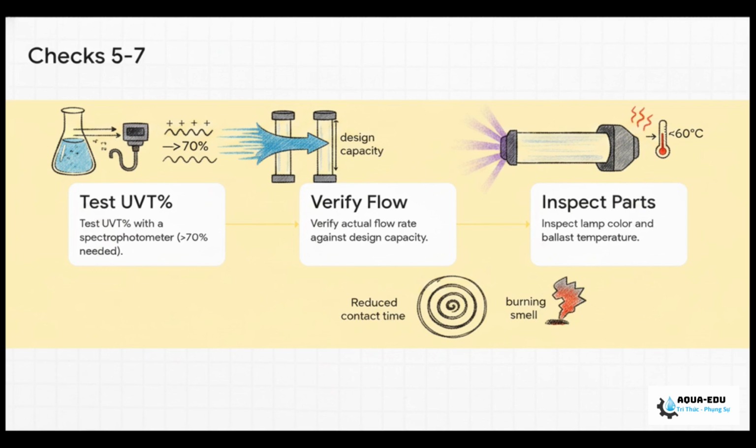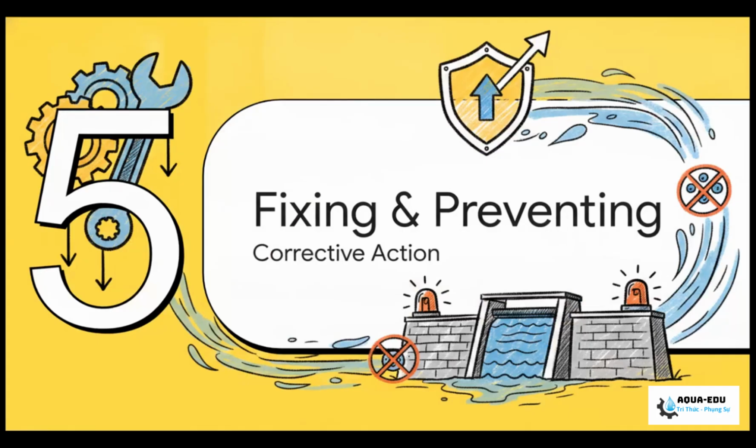Look at the actual flow rate. If the flow exceeds our design capacity, the water is rushing by way too fast, which reduces our contact time below safety limits. Finally, check 7. Inspect the lamp's color during startup and check the ballast temperature. If that ballast housing is running over 60 degrees Celsius, or if you catch a whiff of burnt wiring, it's toast. Section 5. Fixing and preventing.